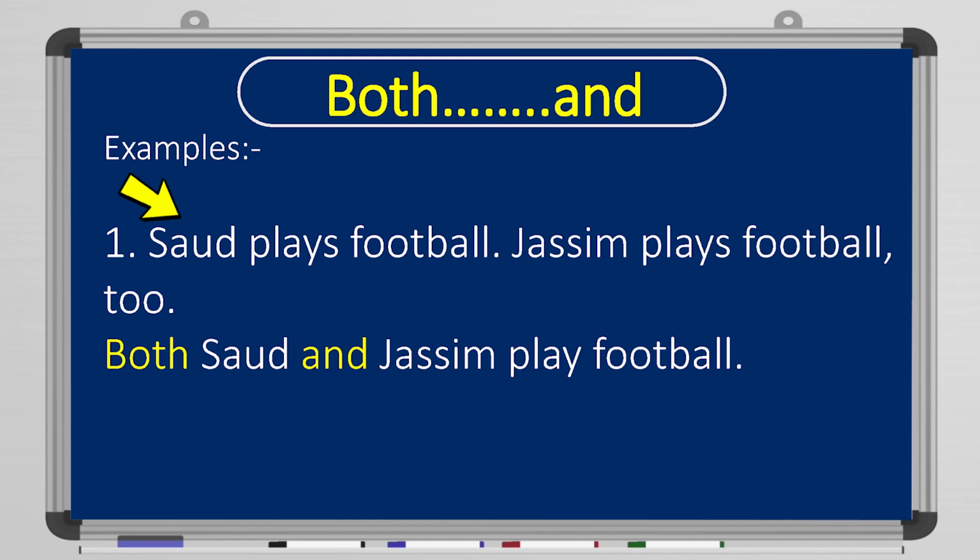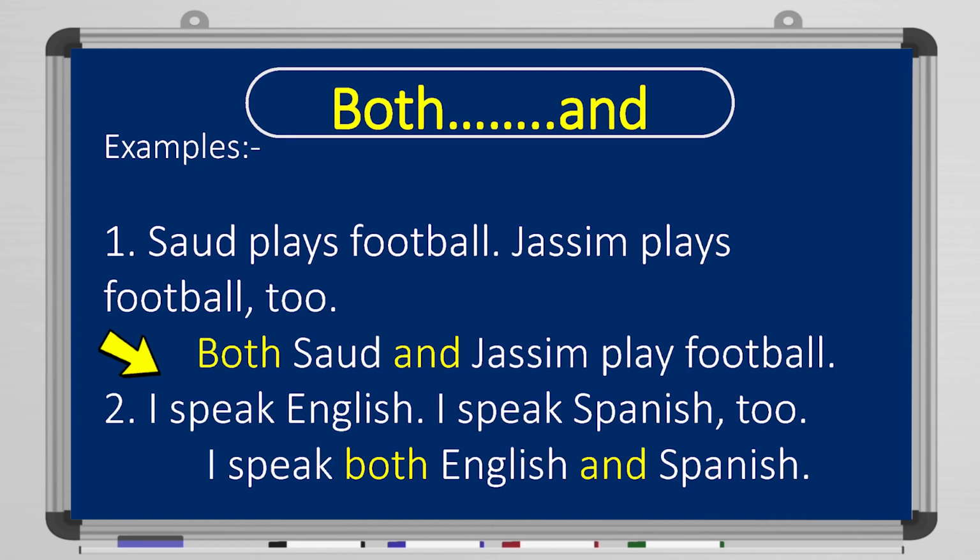For example, Saud plays football, Jassim plays football too. So we'll say both Saud and Jassim play football. See how that works? You can also look at the other example. I speak English, I speak Spanish too. I speak both English and Spanish.